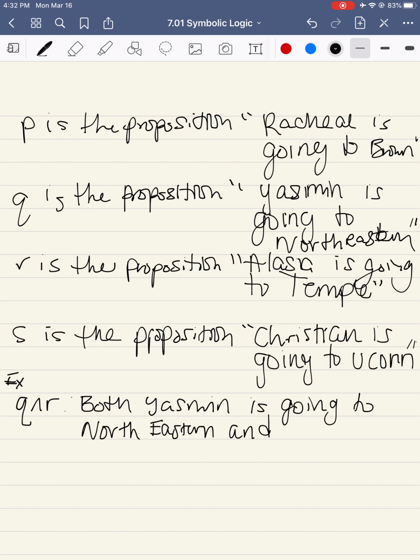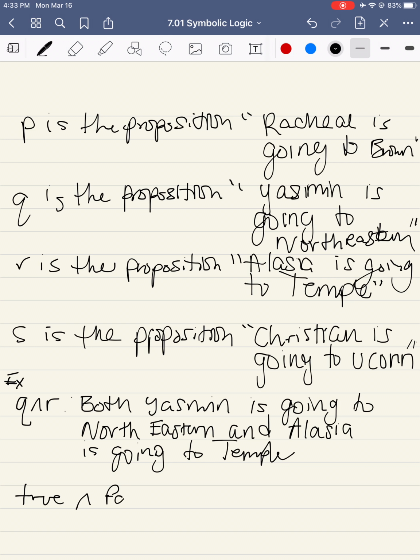And so Q and R, and Alasia is going to Temple. So that would be our statement, Q and R. Both Yasmin is going to Northeastern and Alasia is going to Temple. So here we have a true statement. So we know Q is true.